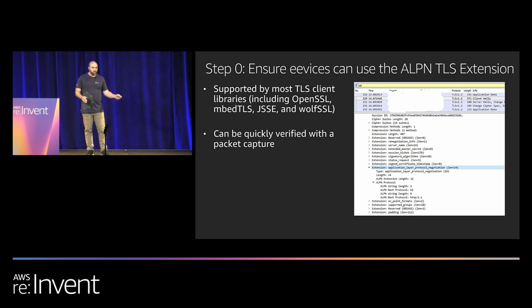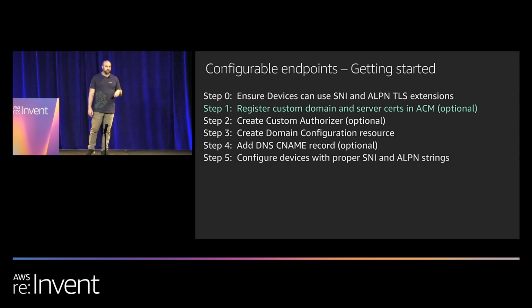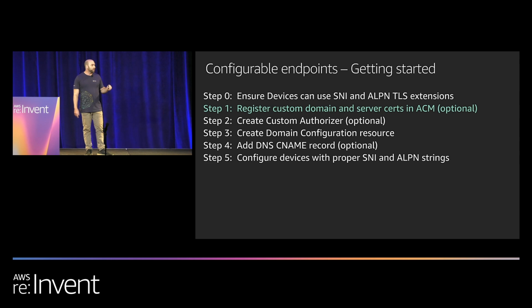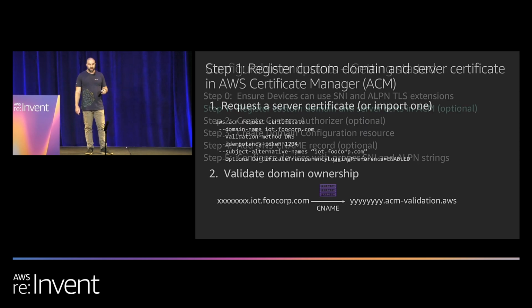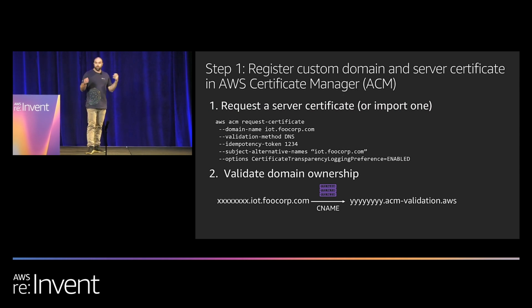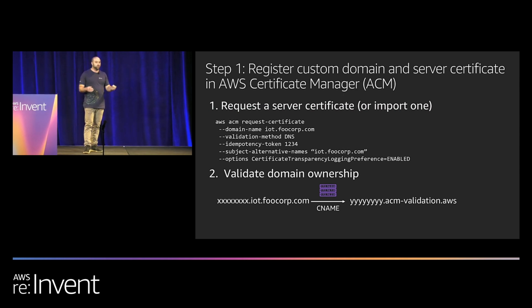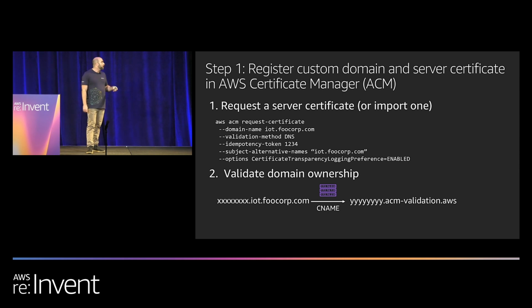So once that's all set and you've ensured that your devices are capable of using the requisite TLS extensions, you can go ahead and register your custom domain and the associated server certificate in AWS Certificate Manager. So you can either import your own certificate into Certificate Manager, or you can request that AWS Certificate Manager generate a certificate for you. In either case, the second step will be that ACM will try to do a domain ownership validation just to ensure that you actually own the domain that you're requesting or importing a certificate for.